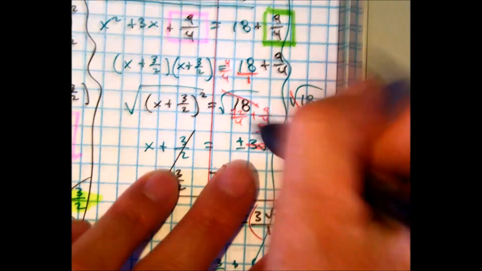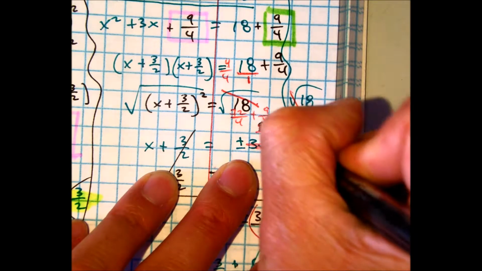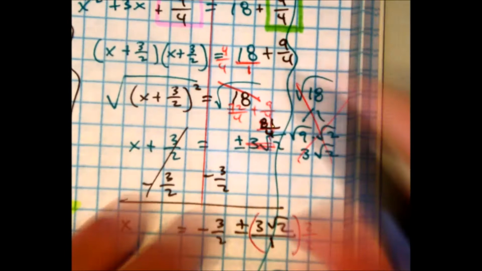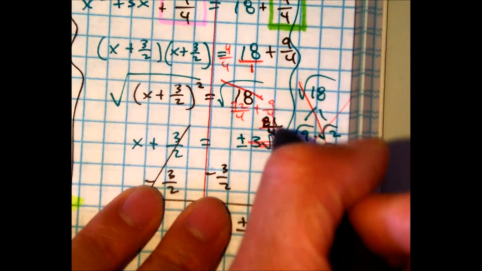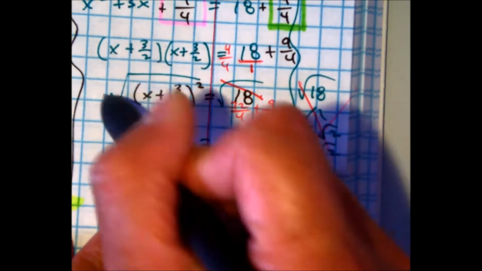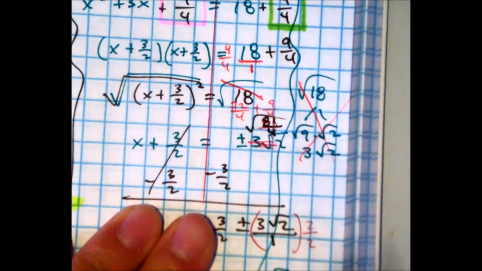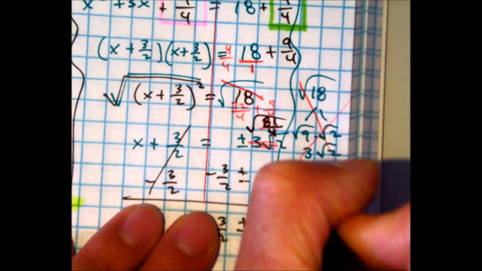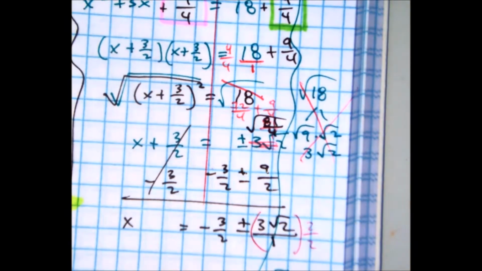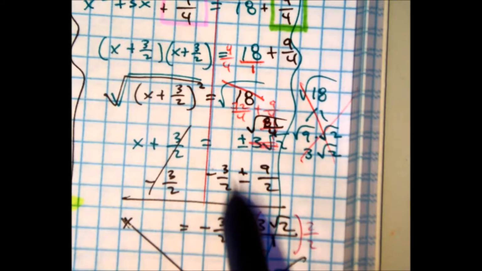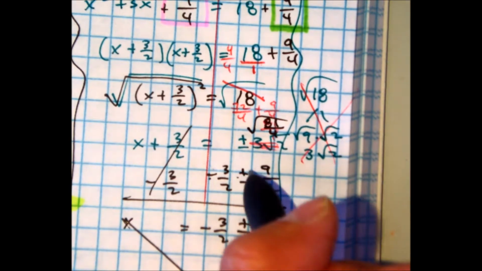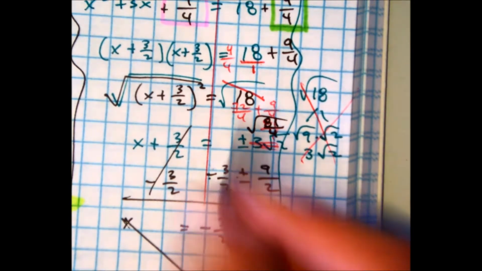Use a darker pen. You have a pencil. The reason why I don't use pencils is so you can actually see this a lot easier. So now I need to take the square root of 81 over 4, which would give us 9 over 2. Class, negative 3 plus 9? And 6 over 2 is 3.